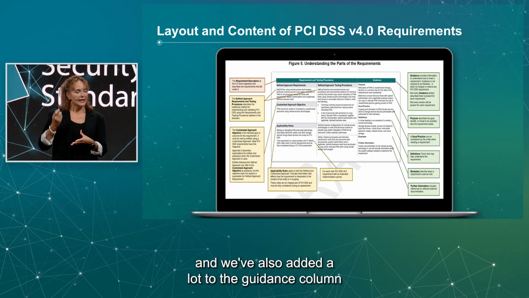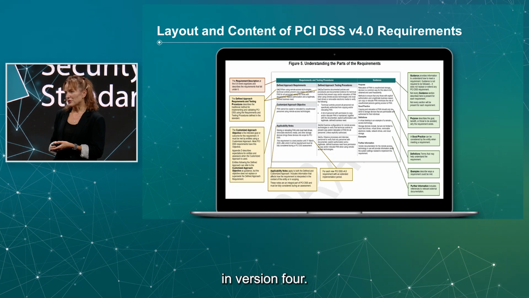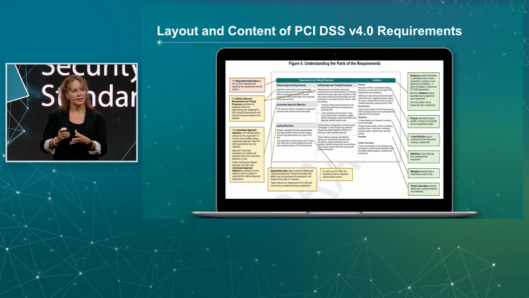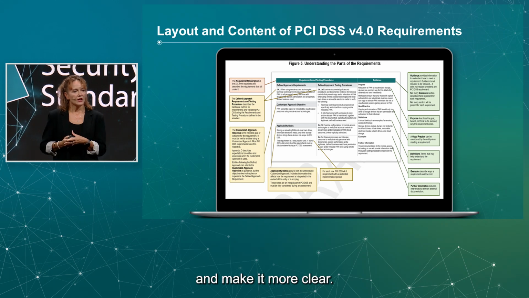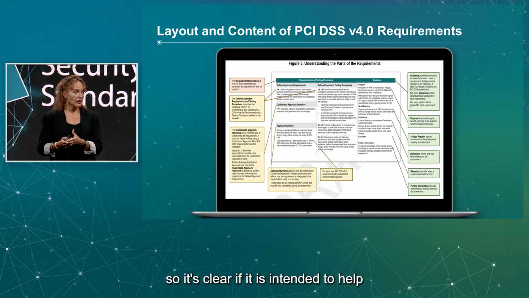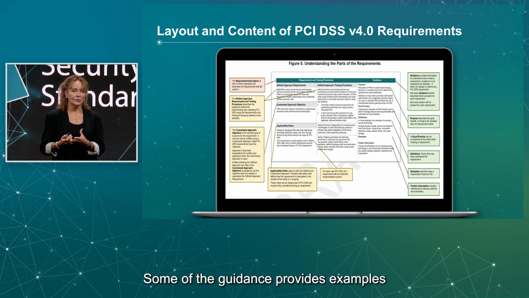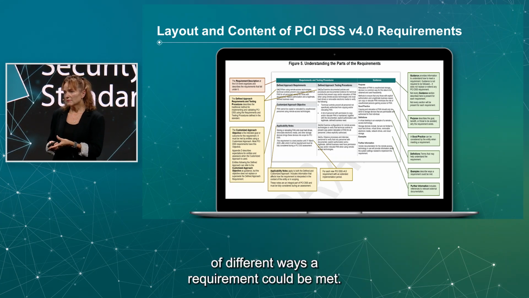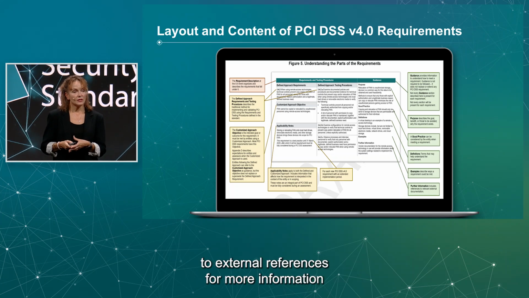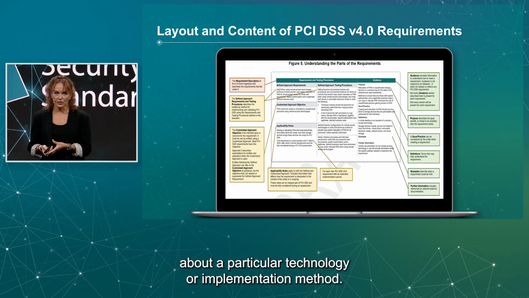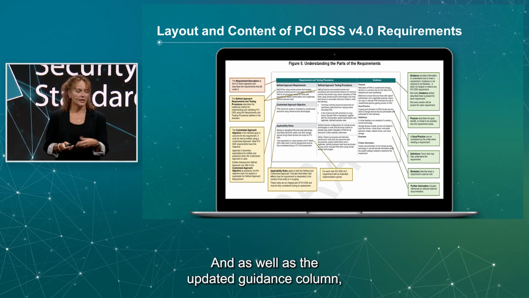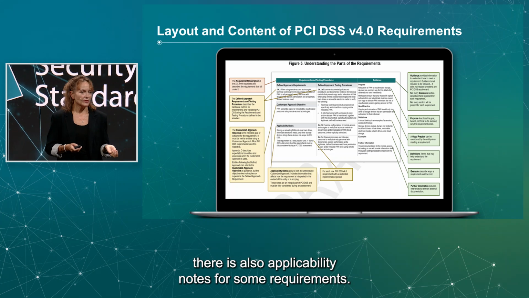And we've also added a lot to the guidance column in version 4. So there was already a lot of guidance there, but we've really tried to organize it and make it more clear. We've actually structured the guidance so it's clear if it is intended to help with interpreting the purpose of a requirement. Some of the guidance provides examples of different ways a requirement could be met. Some requirements also have guidance that may link to external references for more information about a particular technology or implementation method. And as well as the updated guidance column, there are also applicability notes for some requirements.